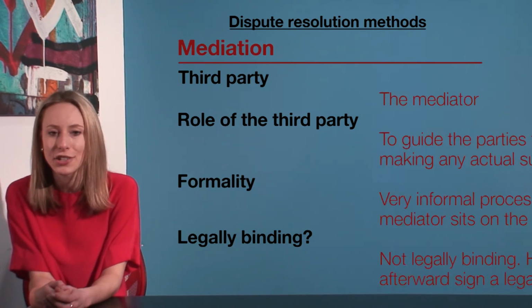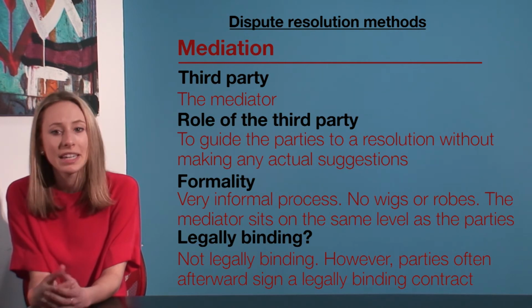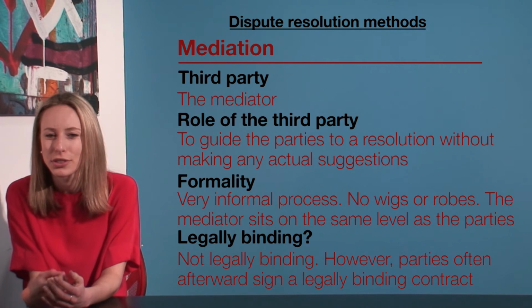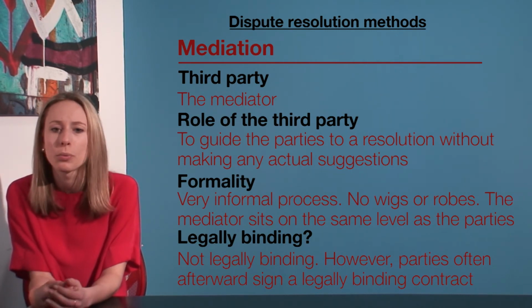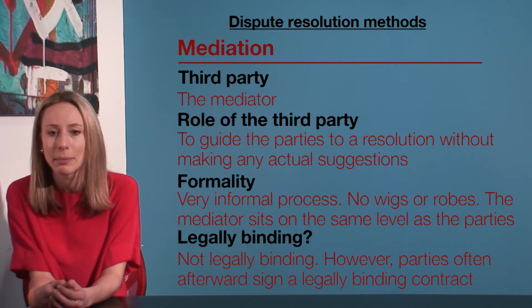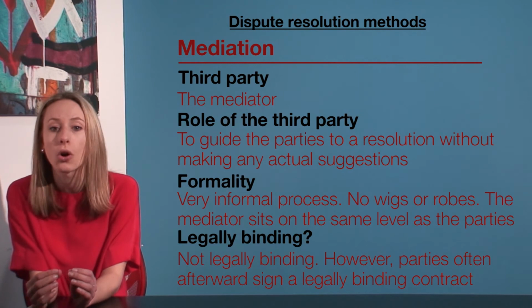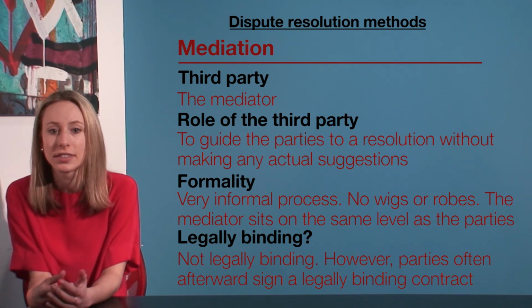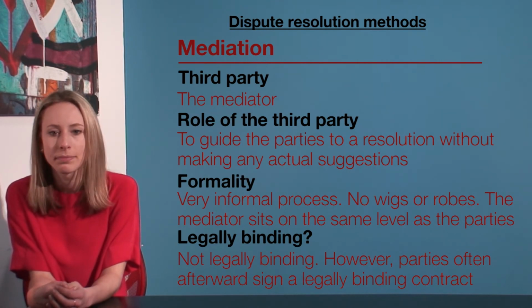Firstly, we have mediation. The name of the third party is the mediator, and the mediator's role is to guide the parties to a resolution without making any actual suggestions. It's a very informal process. There are no wigs or robes, and the mediator sits on the same level as the parties. The decision made at the end of mediation is not legally binding. However, parties often afterwards sign a legally binding contract based on the agreement they came to.